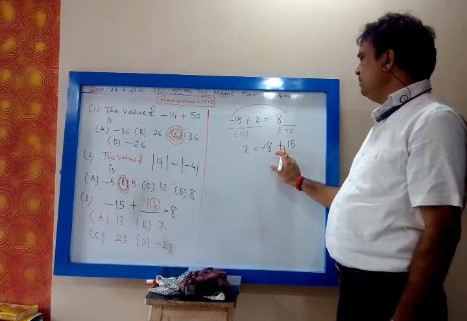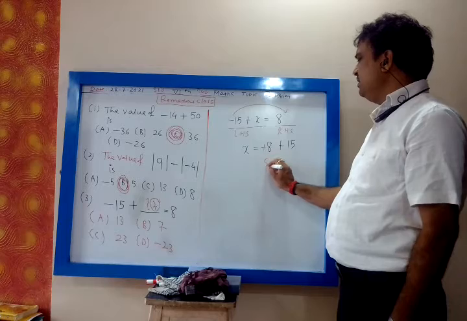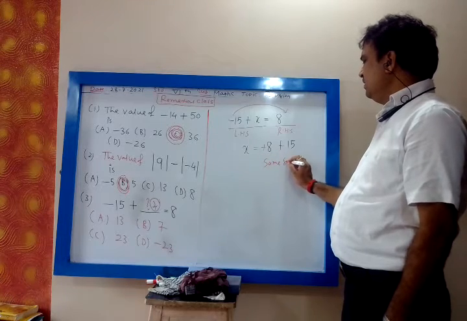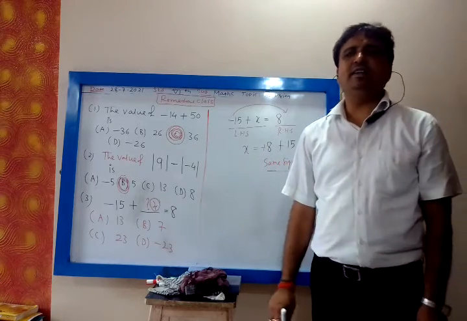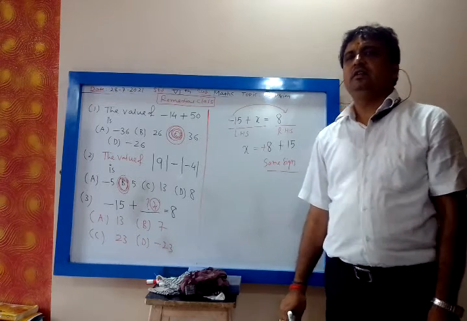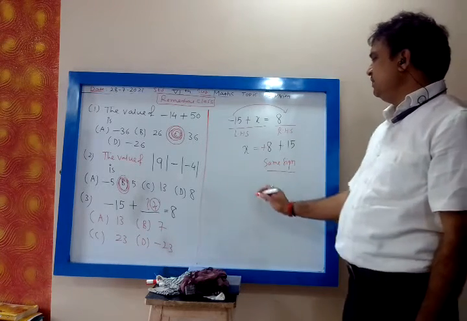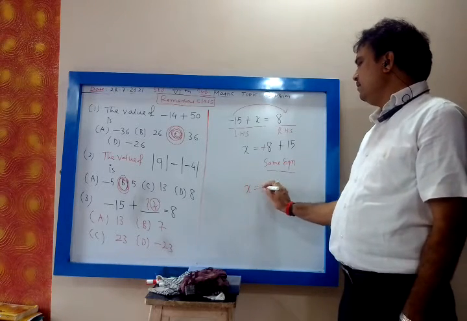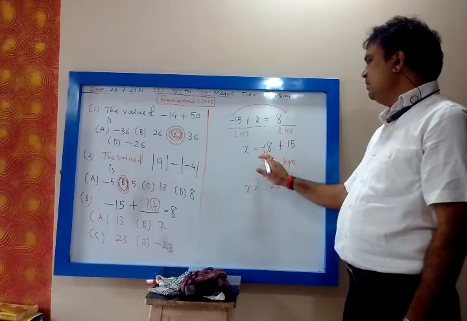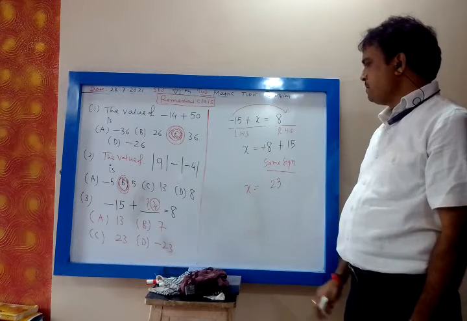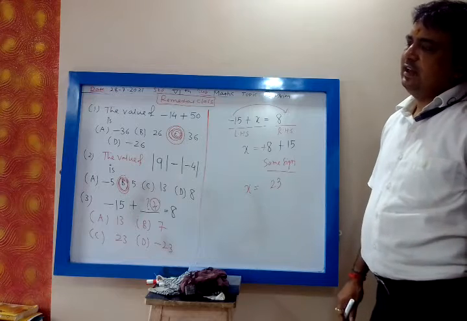And what is sign of 15? Plus. So plus means same sign. Whenever they have the same sign, what will you do? You will add the numbers. Same sign means add the numbers. So 15 plus 8 is 23. What is the common sign? Plus, plus. Yes.